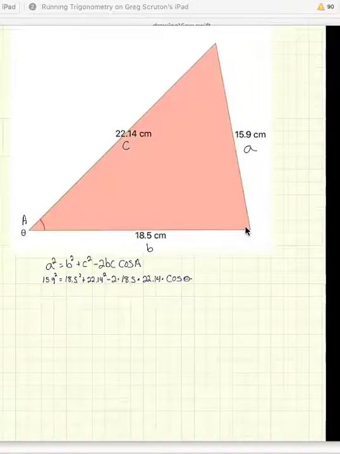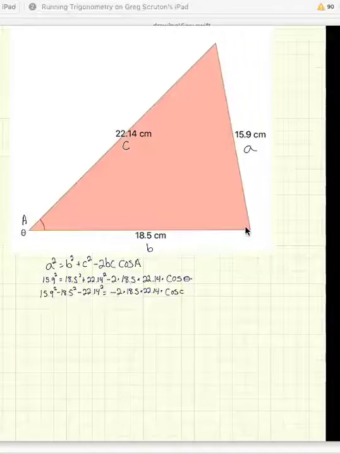All right, so we have a little bit of work to do. So I'm going to work out what we have so far. Using algebra, I'm going to isolate the cosine of A. So I'm going to subtract the 18.5 squared and subtract the 22.14 squared from both sides, and I'm left with 15.9 squared take away 18.5 squared take away 22.14 squared is equal to negative 2 times 18.5 times 22.14 times the cosine of theta.